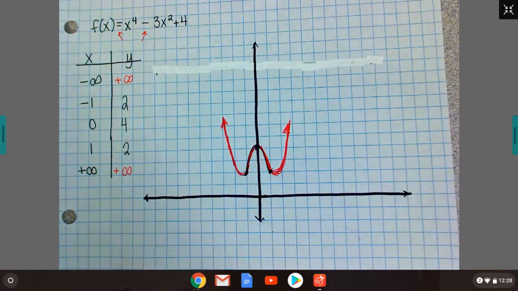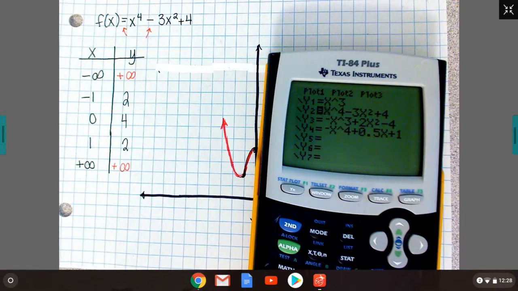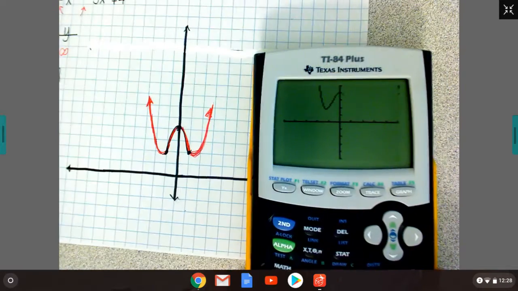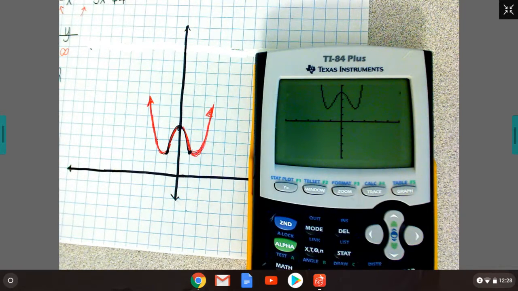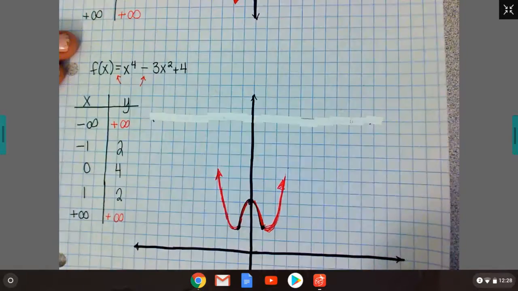Let's check ours with the graph on here. So we've got that one highlighted on our y equals table. And on the graph, let's check ours with theirs. That looks pretty good. Notice ours, I centered ourselves a little bit on our table, and theirs is centered. So we'll be all right there. Let's look at the next one.